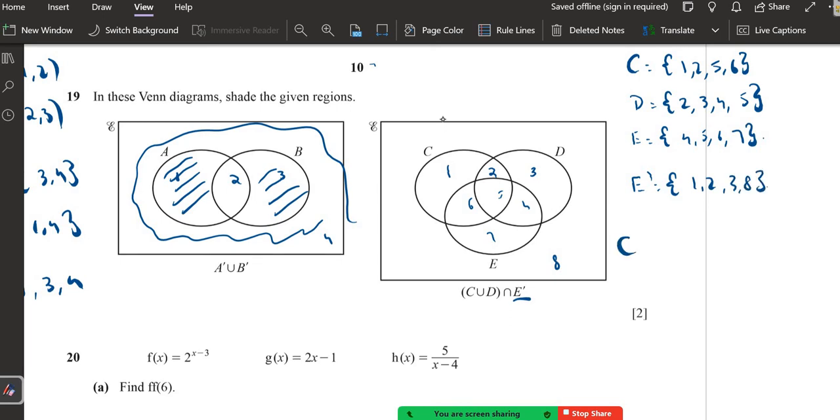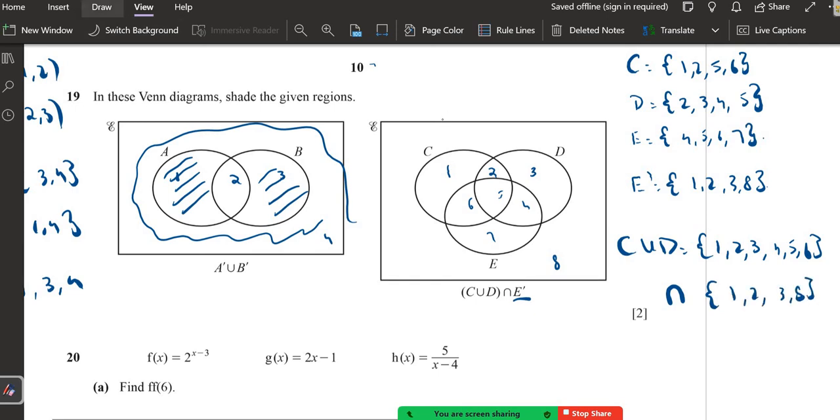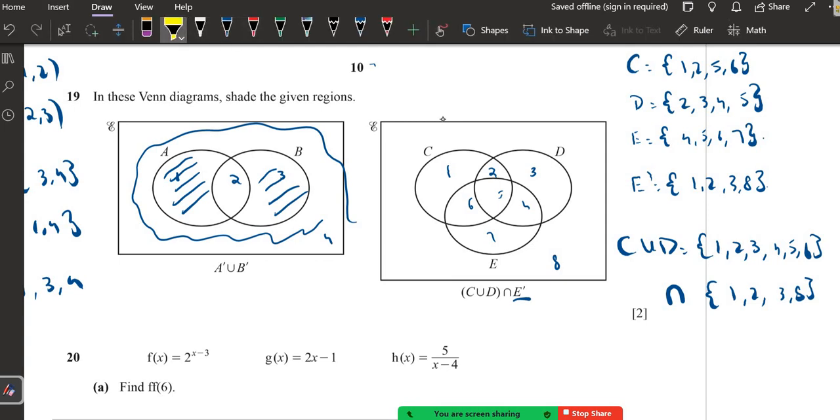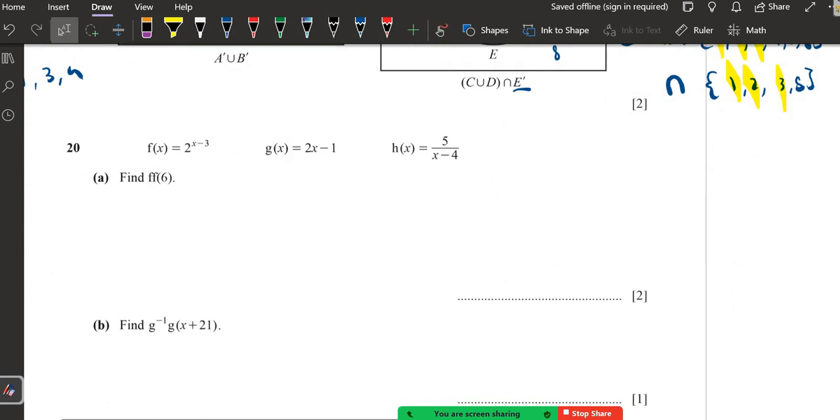Let's write down C union D first. C union D includes 1, 2, 3, 4, 5 and 6. Intersection E complement. E complement is what? 1, 2, 3, 8. So we just take out the common numbers. I'll highlight the common numbers. That's going to be the answer. 1 is common, 2 is common, 3 is common. So 1, 2 and 3. We will be shading these parts, 1, 2 and 3. That's it. So easy.